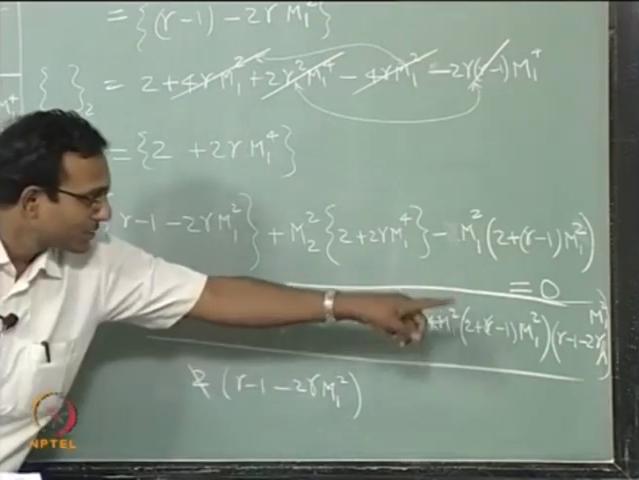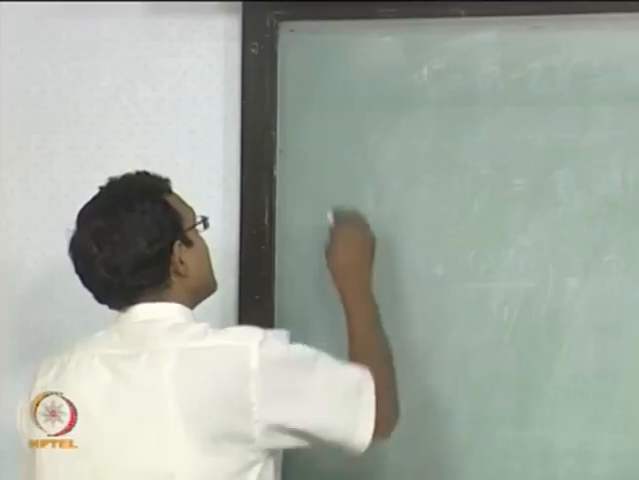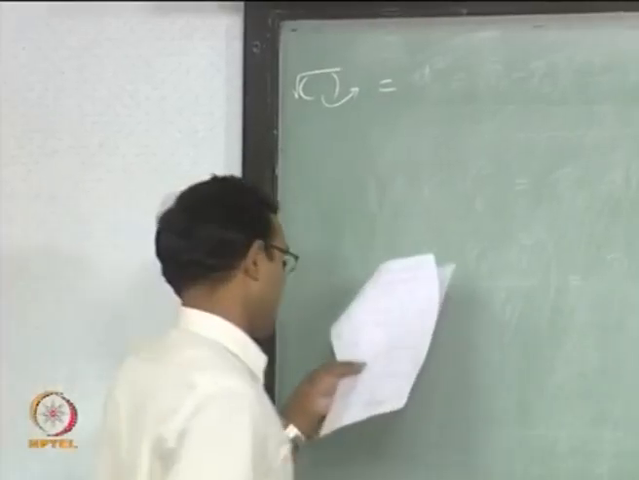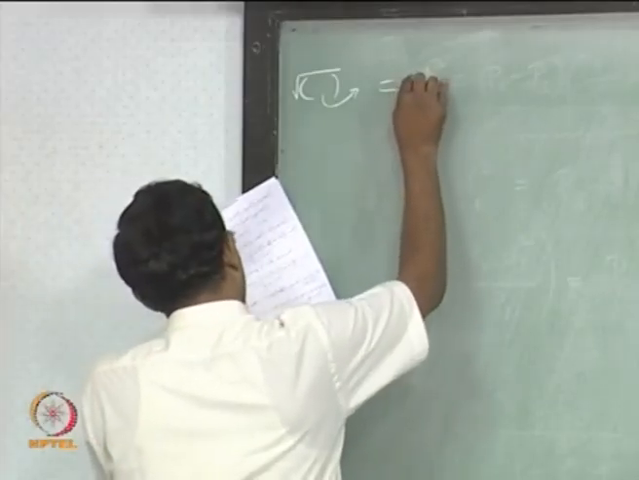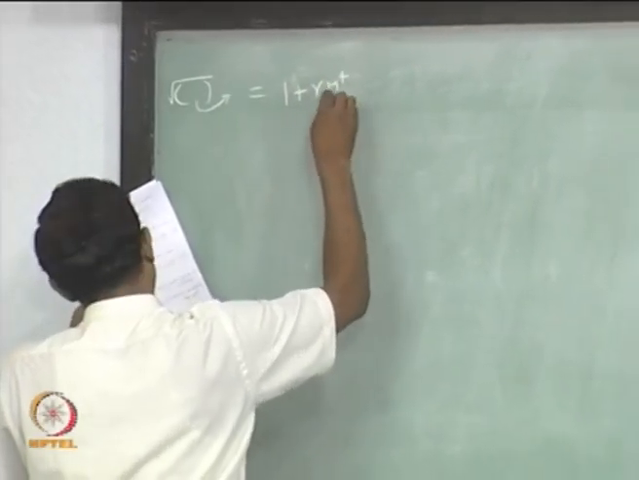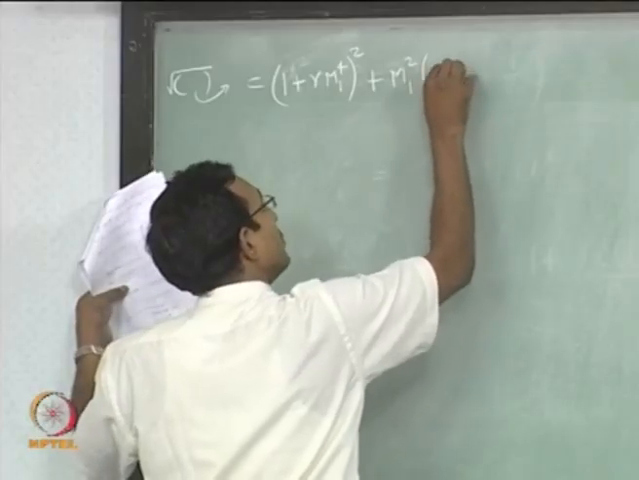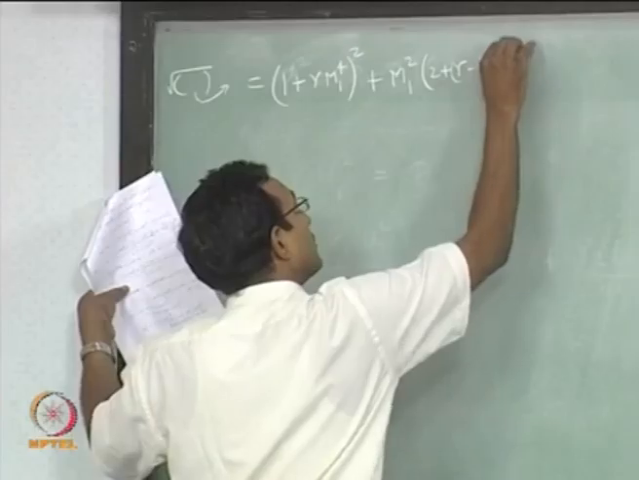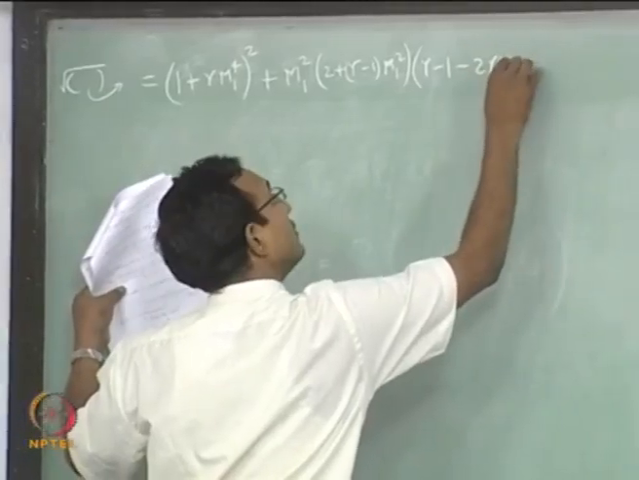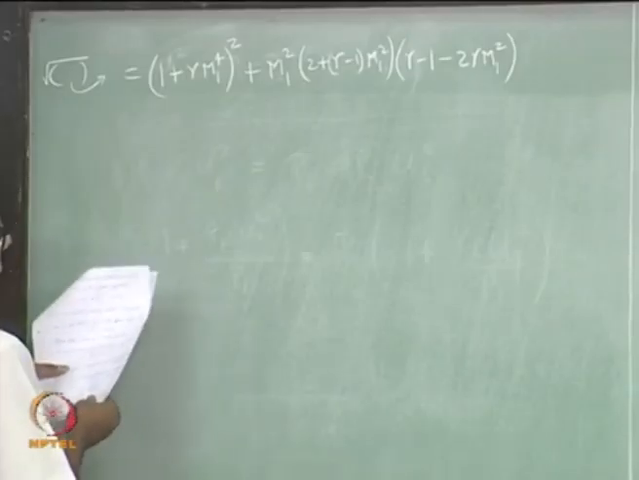We will just go and look at what is inside the square bracket, inside the square root, and see what happens inside here. I will go to the other corner. So, the term inside the square root, whatever is inside only I am writing, okay, whatever is inside the square root, basically I will write the first full term inside, square plus m1 square times 2 plus gamma minus 1 m1 square multiplied by gamma minus 1 minus 2 gamma m1 square. This is the term that is present. I just want to multiply it all out and write out the full expression, and then we will start grouping them again.